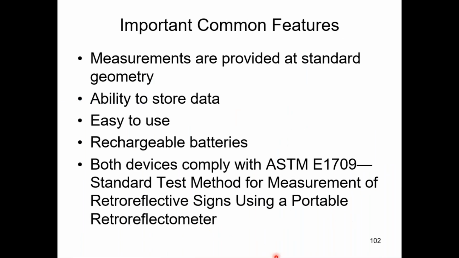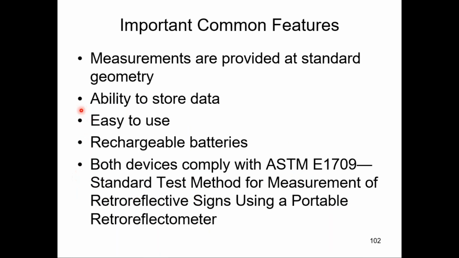The measurements are provided at standard geometry. Both of these devices comply with ASTM E1709, which is the standard test method for measurement of retroreflective signs using a portable retroreflectometer. So again, if you're using this method to check your signs, this would be something to note. If there'd ever be a lawsuit or a claim or something, you can demonstrate that the device you're using complies with the recognized ASTM standards.